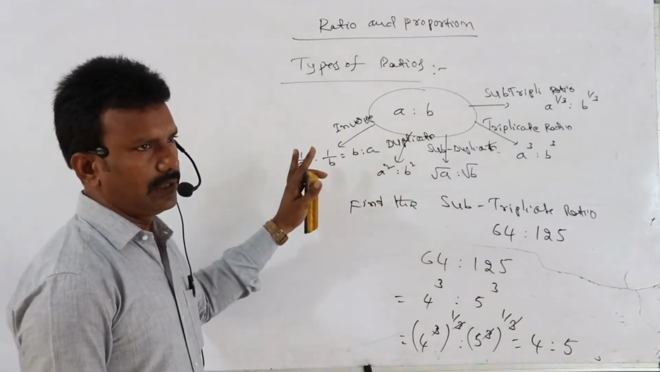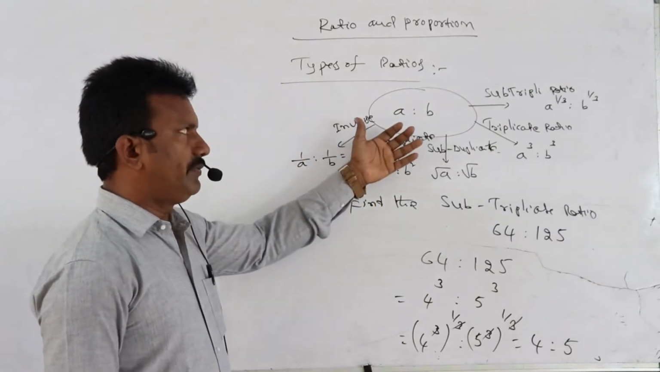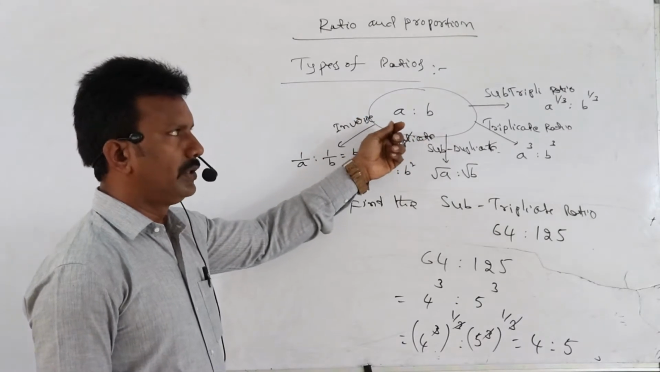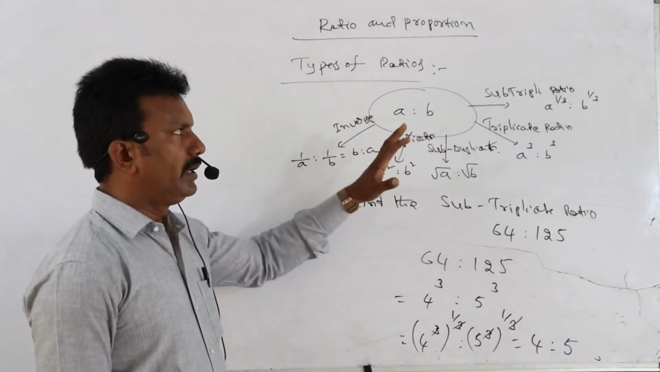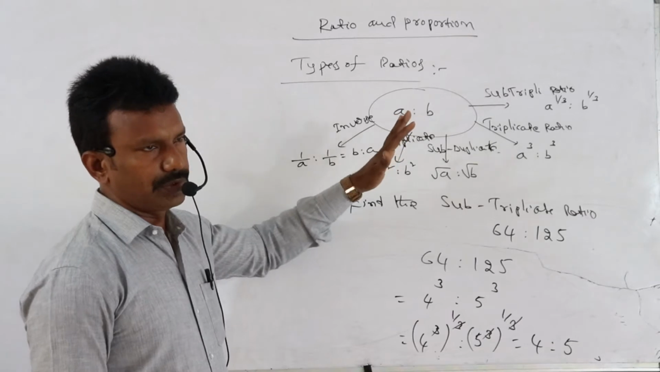So these are the different forms of the ratio. Maybe one ratio is A is to B. We are defining 5 types of ratios, right?